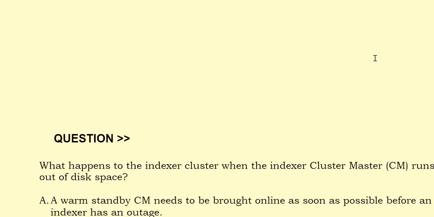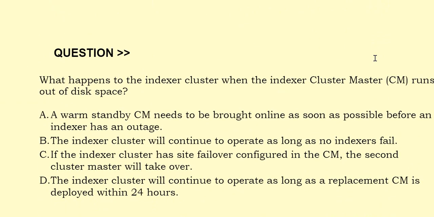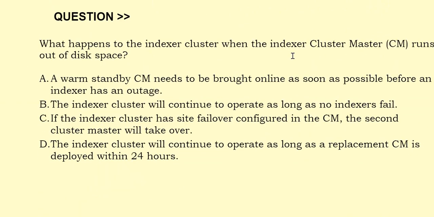The correct answer is option B. Our next question is, what happens to the indexer cluster when the indexer cluster master, CM, runs out of disk space? Option A, a warm standby CM needs to be brought online as soon as possible before an indexer has an outage. Option B, the indexer cluster will continue to operate as long as no indexers fail.